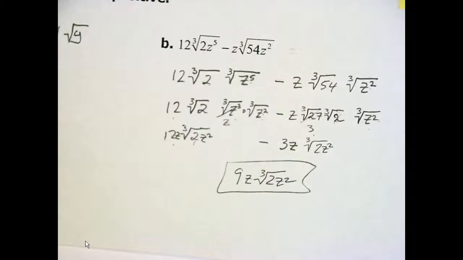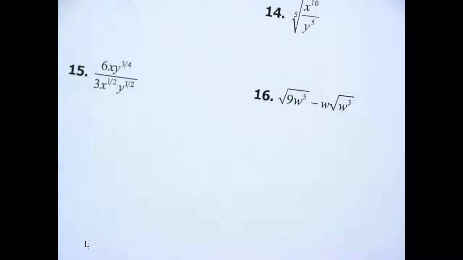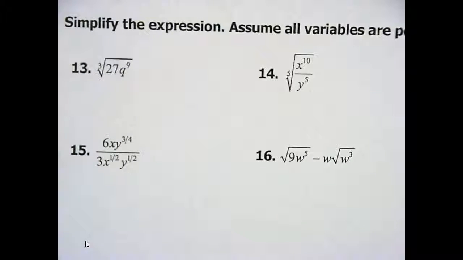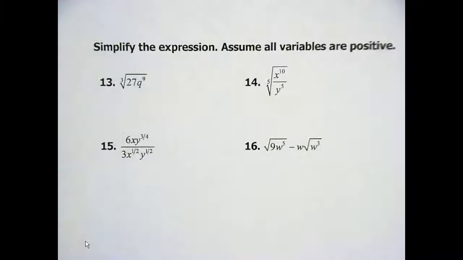How many got it? Well done. How many figured out where their mistake was? Okay. That's the goal if you didn't get it. All right. The next ones you were asked to do were those 4 right there. Simplify the expression. Assume all variables are positive. Otherwise, you couldn't take an even root of a negative there.